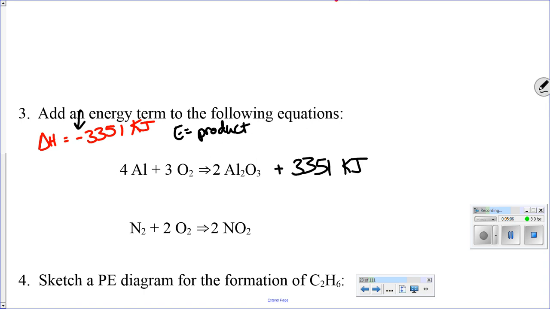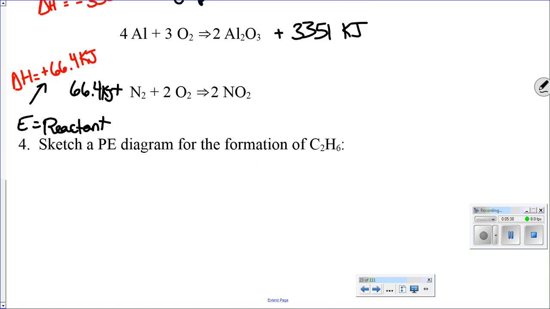If you find the formation of nitrogen dioxide, so you're just going to go down a couple. Formation of nitrogen dioxide has delta H of positive 66.4 kilojoules. That means energy is being absorbed. It's not really necessary to put the positive sign with it because you took care of showing the positive sign by showing that energy is a reactant.